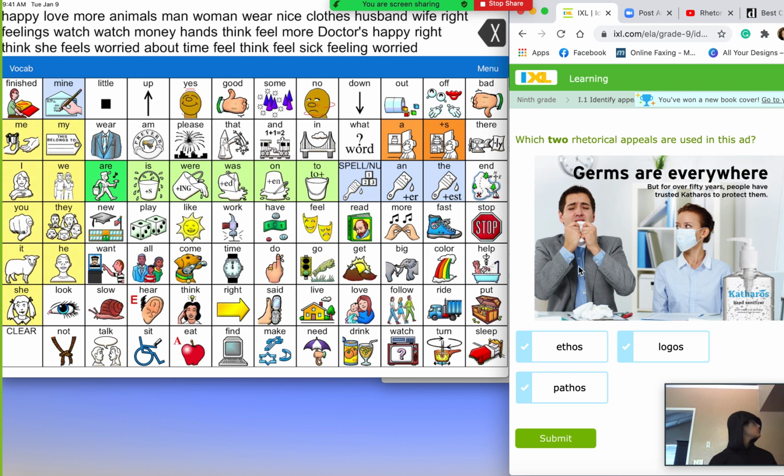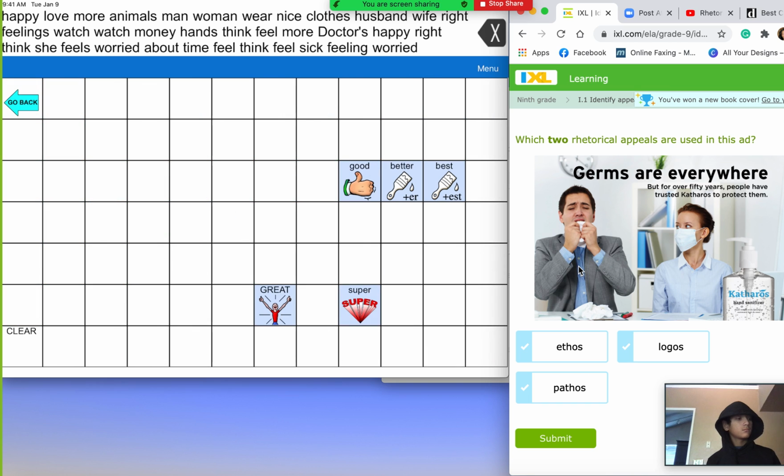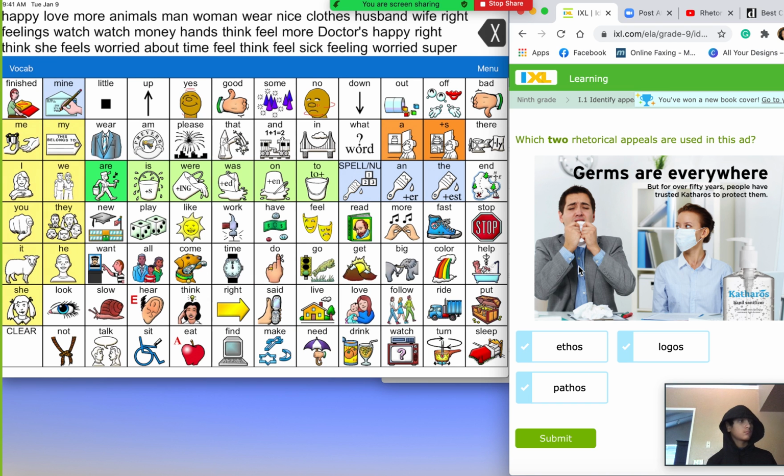So first of all, would you want to buy this product after seeing this ad? So that's just up to you. You think it's pretty good? You think it's a super ad? Okay, nice. That's very nice of you. All right, so what do you think we're appealing to here? Yeah, I'd say that.